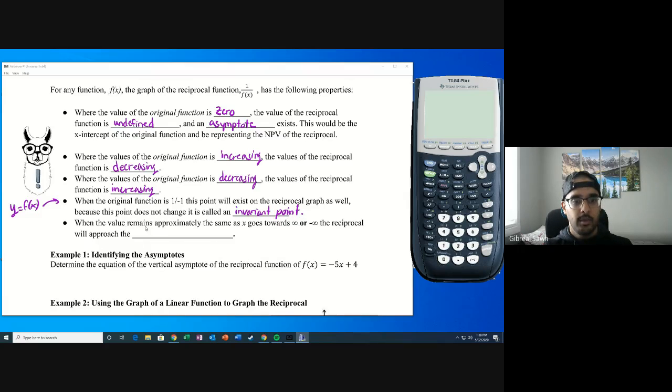When the value remains approximately the same as x goes towards infinity or -infinity, the reciprocal will approach what we call the horizontal asymptote.